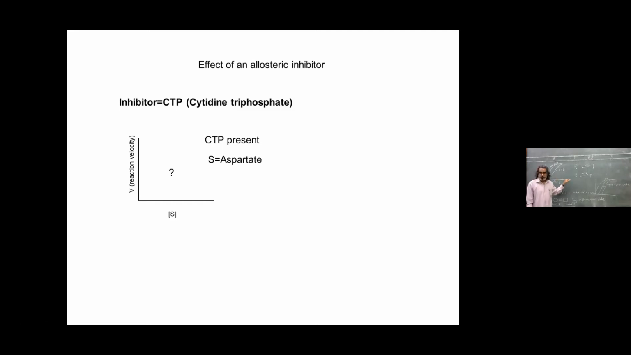But if you add more and more aspartate, the reaction can still proceed. It can overcome the effect of CTP. So that's another way to look at it, where you change the CTP concentration. Here we are varying the substrate concentration and then looking at the reaction velocity, the normal enzymatic way.